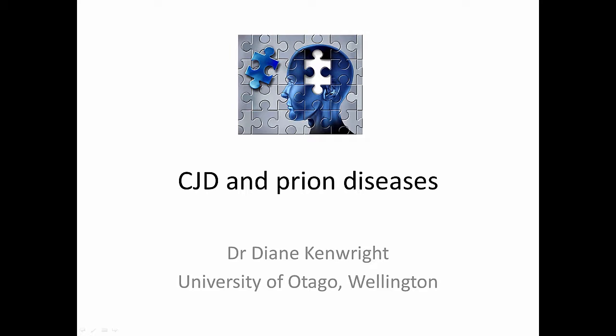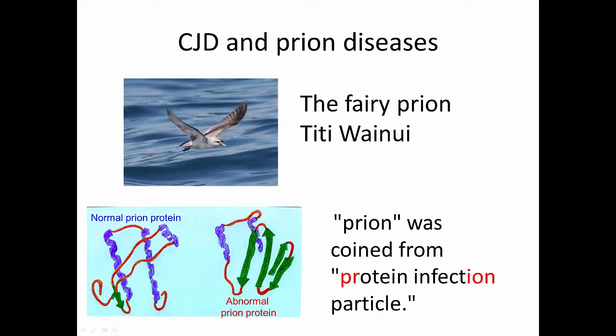CJD is an example of a prion disease and one of the most well-known forms of neurodegeneration. Why are they called prion diseases? It's certainly not after the fairy prion, Titi Wainui, a seabird around the shores of New Zealand. Prion was coined from the term protein infection particle, with PR and ION being derived from protein and infection.